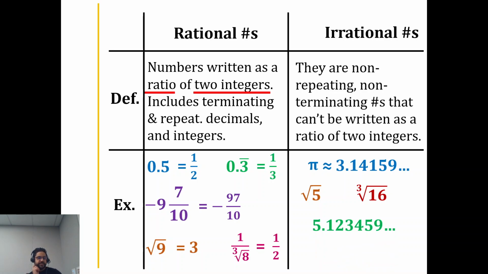Those extra dots there, we don't know what the pattern is going to be. For example, after the 9, I don't know if it's going to be another 1, 2, 3, 4, 5, 9. We don't know if there's a pattern. So those little dots there are pretty much telling you, yeah, we don't know. It's irrational.